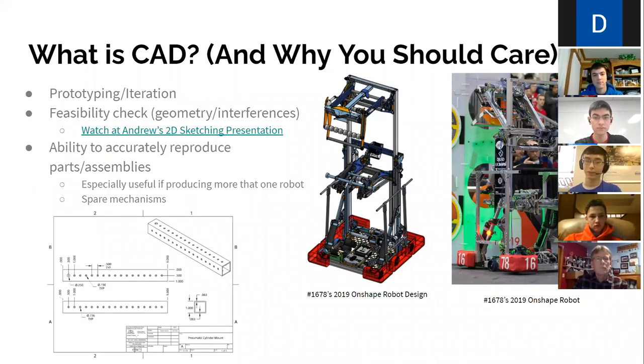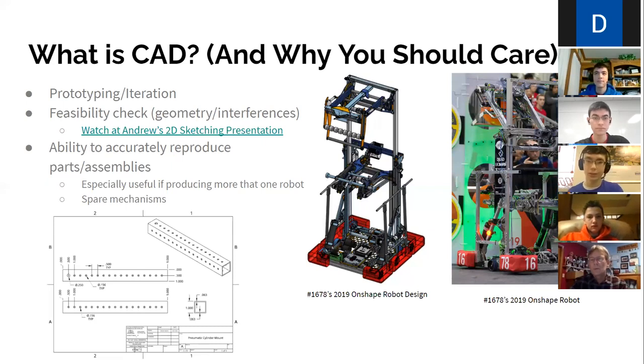And the big reason that you guys should care about this is that you can do a lot of your prototyping and iteration in CAD. You can see what mechanisms, how they're going to fit together, how they're going to interact. You can check if things are going to work or not by doing geometry and seeing, oh, we can't have an arm here because it's going to be interfering with something else. And I would like to also point you guys over to Andrew's 2D sketching presentation for more information on that after.